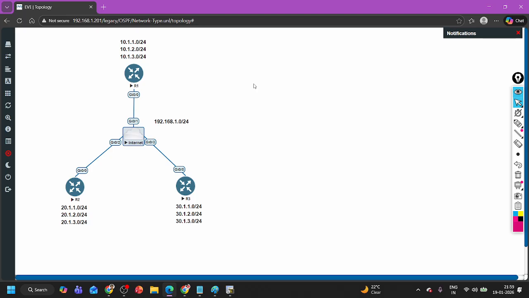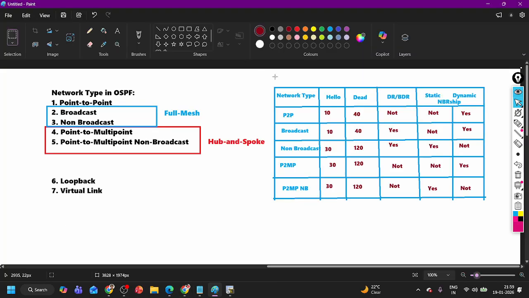Okay, so design this network and configure, test all types of network one by one. You can take a screenshot of it, or I am going to share this print file with you. You can keep it somewhere, right? Until you are learning OSPF, just keep this chart, so that you can see when DR and BDR is required, when the DR BDR election happens, hello time, dead time, and neighborship, static neighborship and dynamic neighborship.